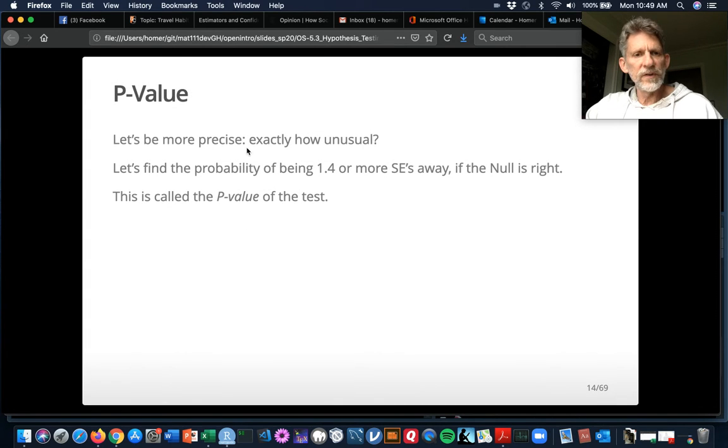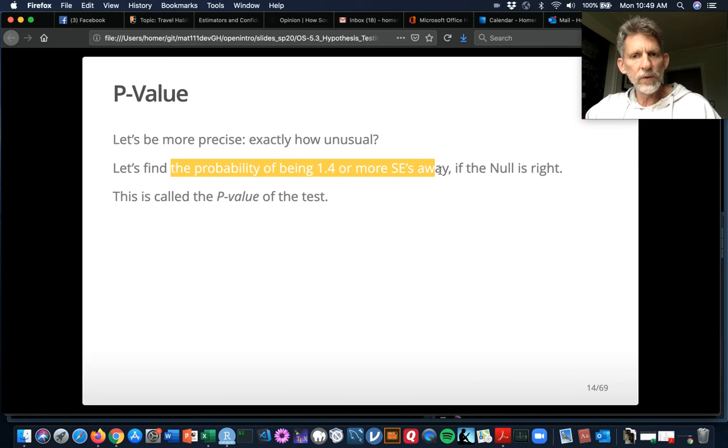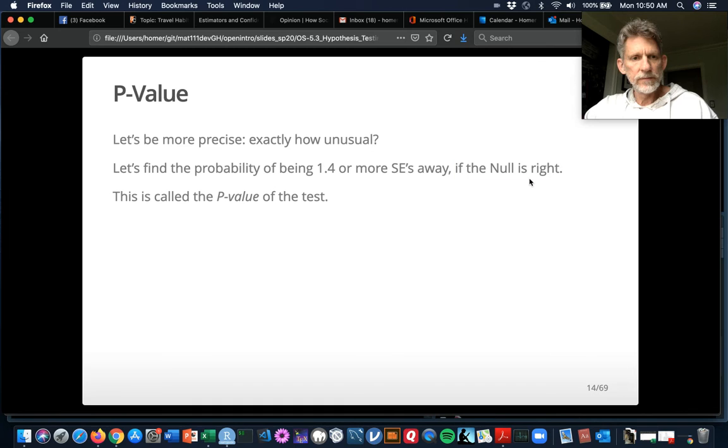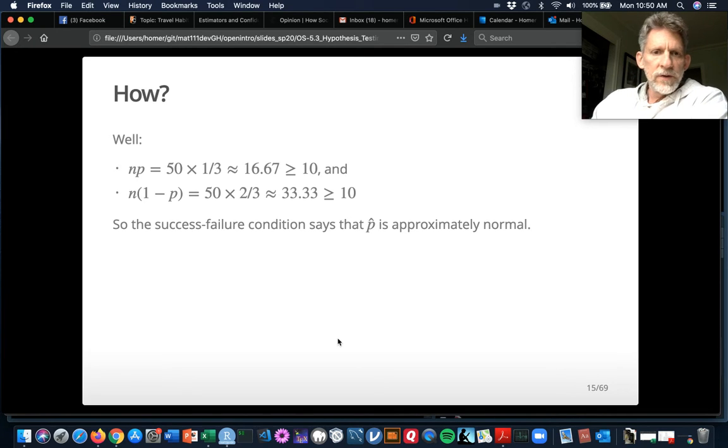But let's be more precise. Exactly how unusual are these results? One way of measuring that is to find the probability of being 1.4 or more standard errors away, like what we got, if the null is really correct. That probability is called the p-value of the test. P is short here for probability. So how are we going to find that probability?